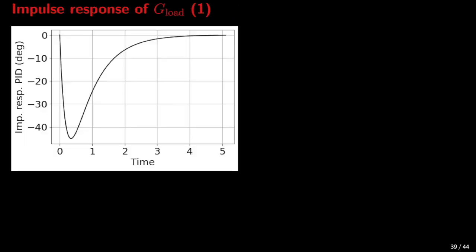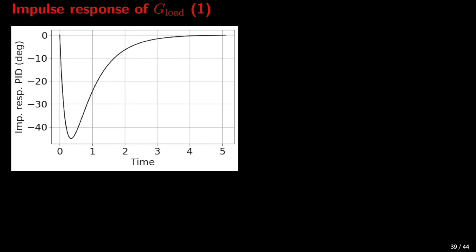So this is how my results look. This is the impulse response of the load transfer function with the PID parameters I chose. I have plotted the angle theta in degrees, and we see that if we kick the car in the positive direction of the x-axis, the rod will tilt to the left by a maximum of about 45 degrees. And it also takes a long time to return to an approximate upright position.